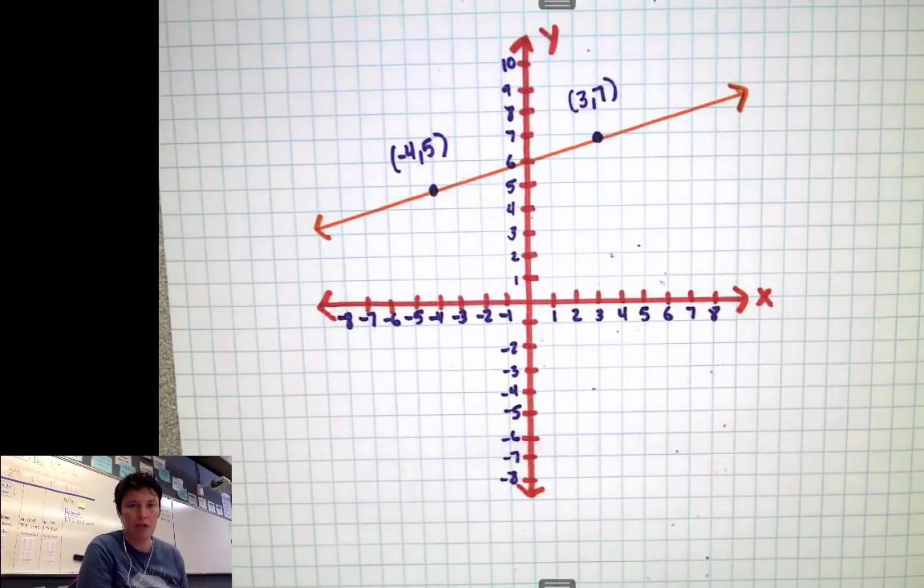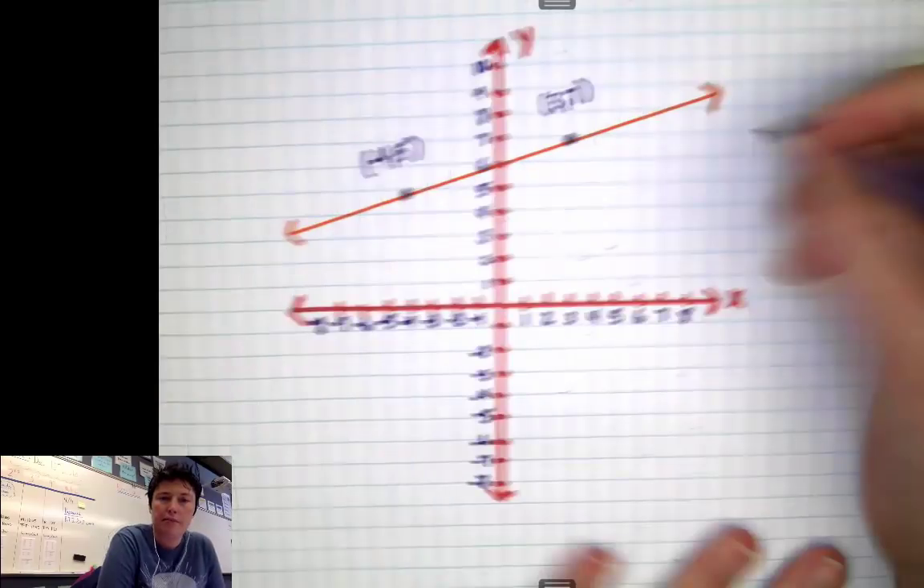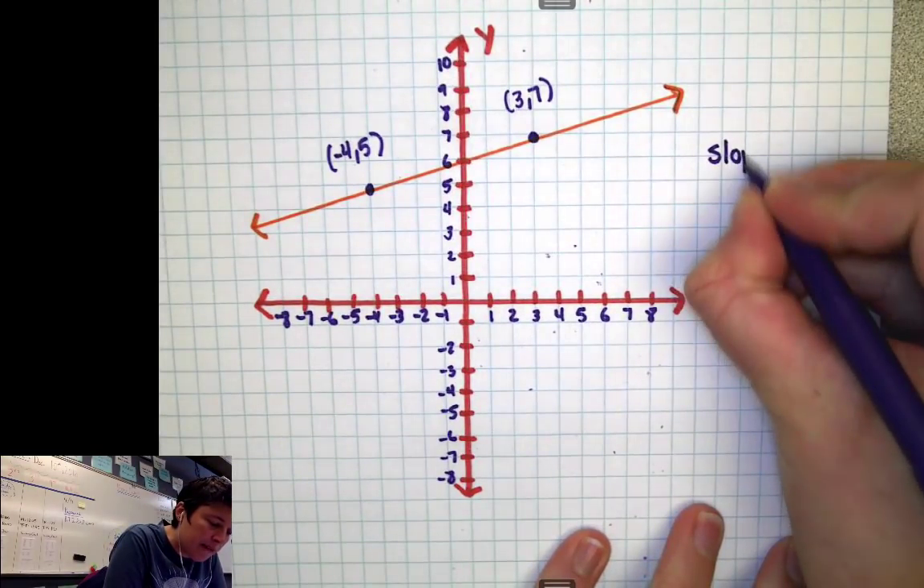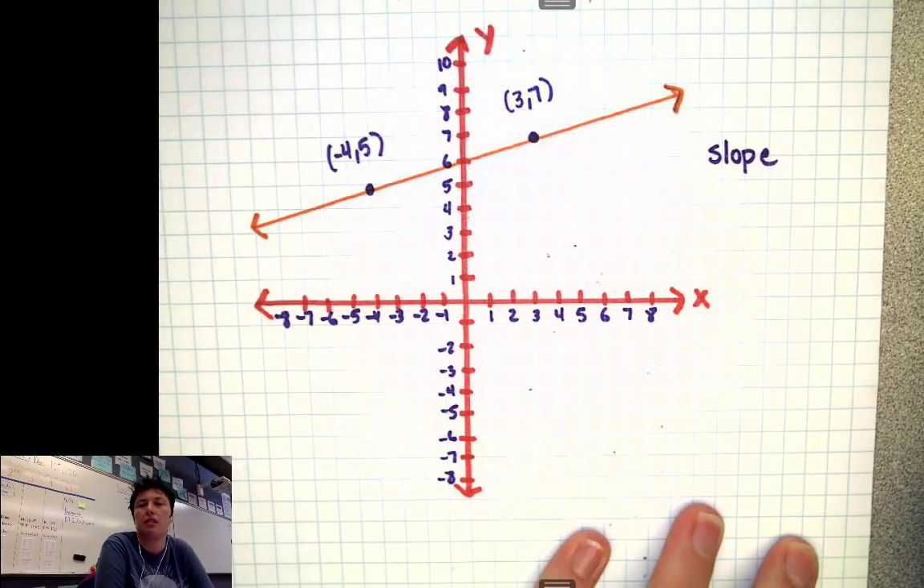Let's accurately measure the steepness. So in math, we say that steepness is called the slope of the line. So we want to figure out what is the slope.